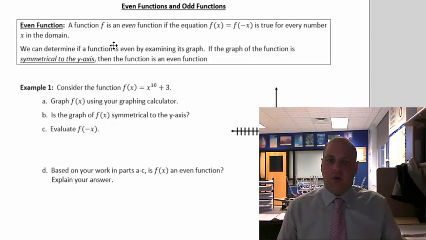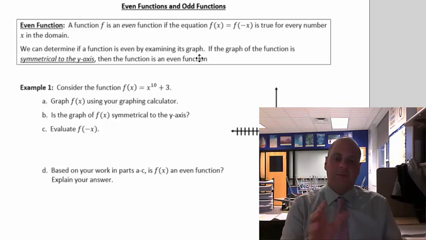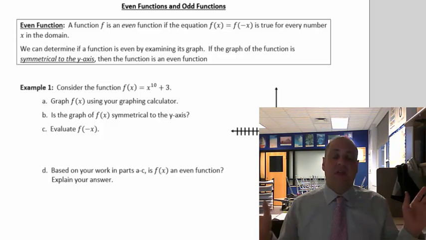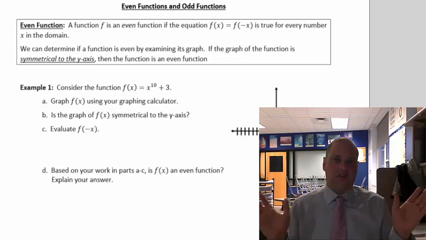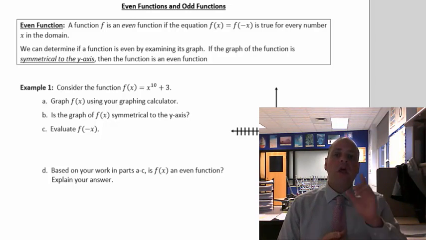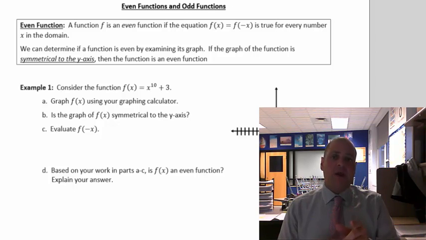Here's the definition. I have to talk about the definition, but you're not going to understand until we actually do it. A function is even if the equation f of x equals f of negative x is true for every number x. Now that means nothing to you. I know that. You're like, what is he talking about, right? We have to actually do it and you'll see how it works. But graphically, I think you'll understand it better.